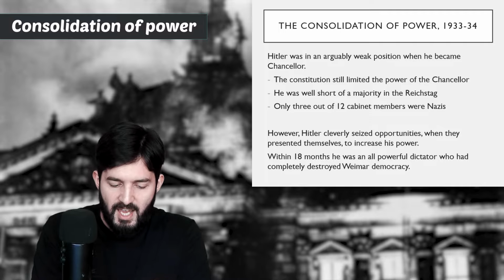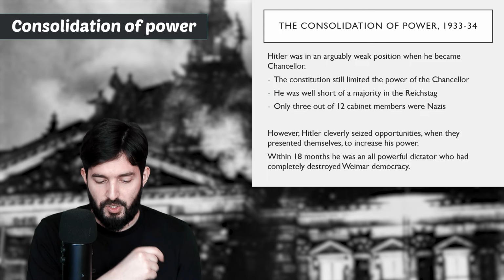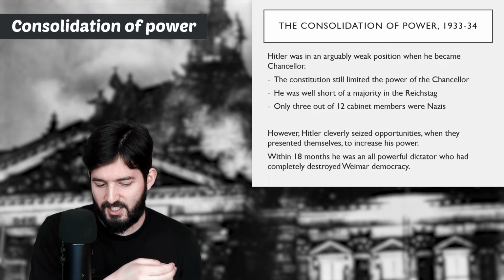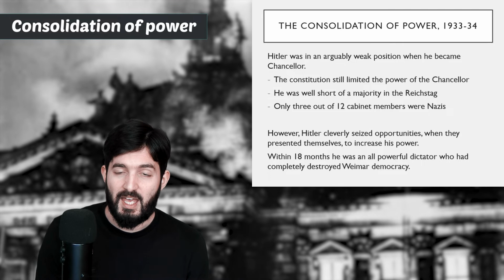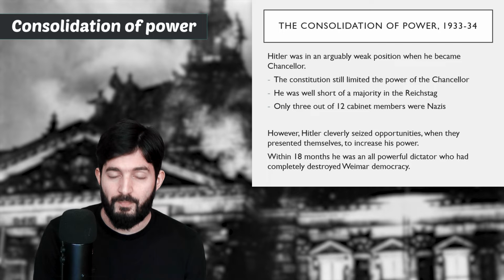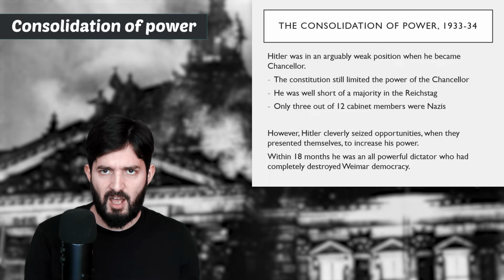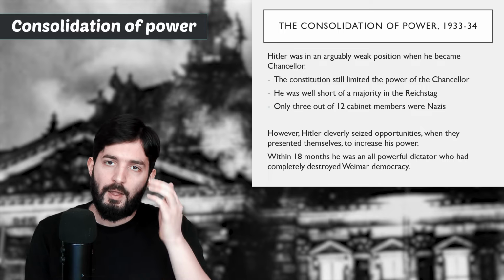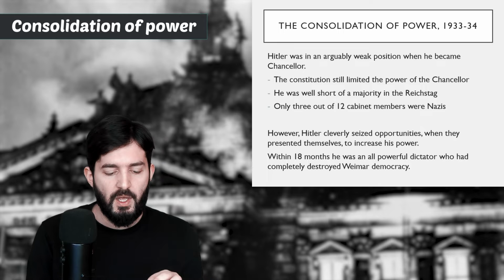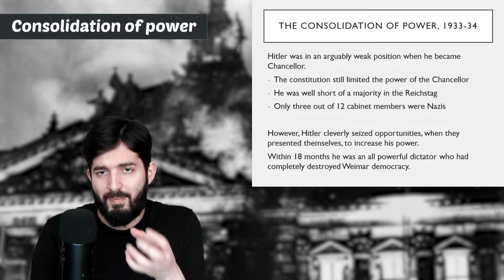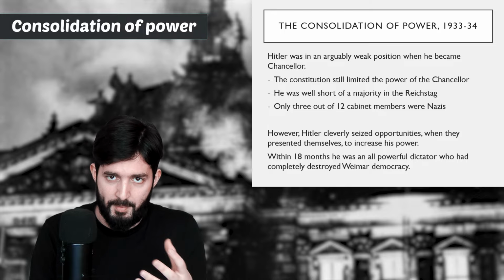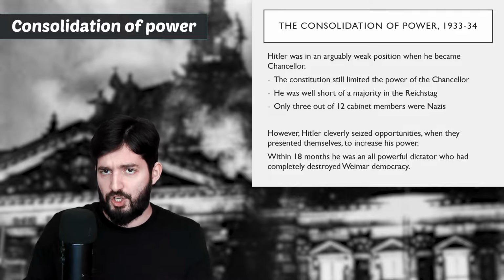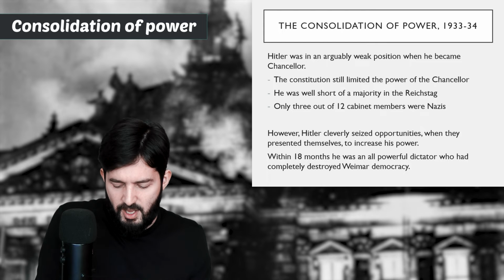However, over the next 18 months, Hitler is presented with opportunities to gradually increase his power, which he does over the course of the next 18 months. And so within 18 months, he has made himself an all-powerful dictator who has completely destroyed Weimar democracy. So the other big 10-mark question you can get is, what is the main or most significant factor in Hitler's consolidation of power, basically? So we call this process of becoming a dictator the consolidation of power. Be aware of that phrase because you can get a question asked in a range of different ways with different phrases to refer to this.